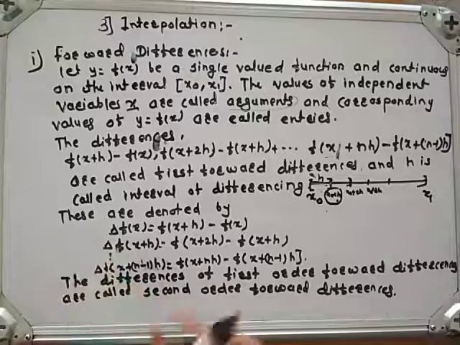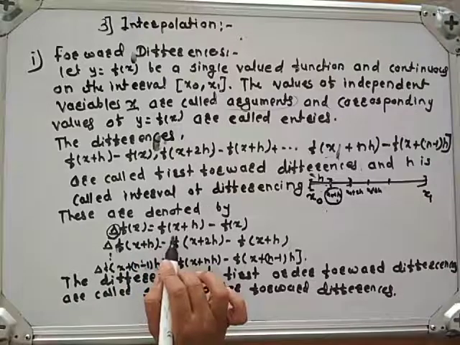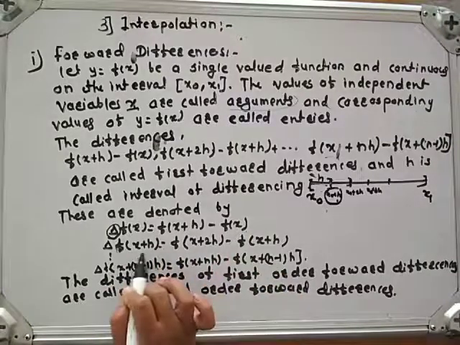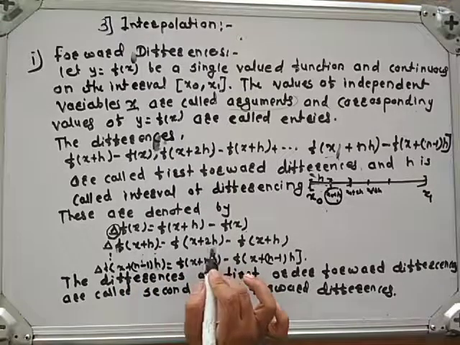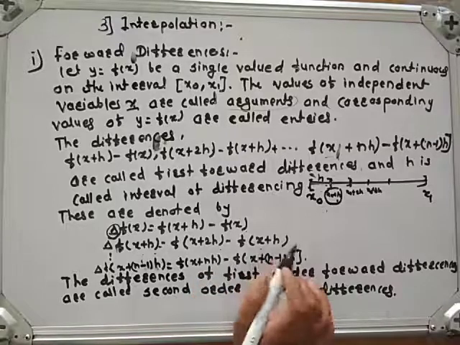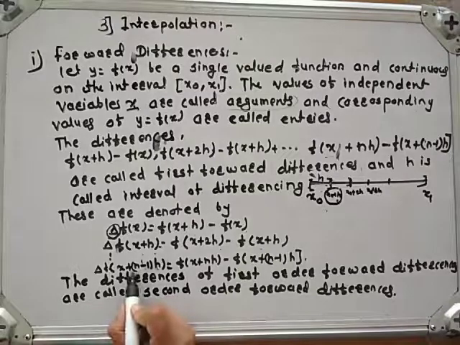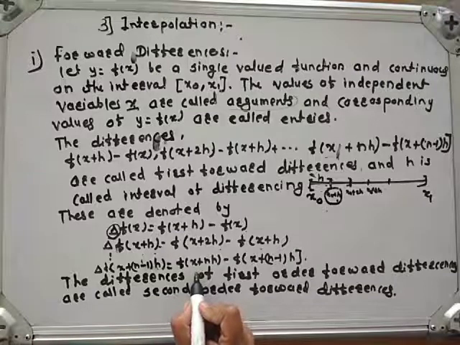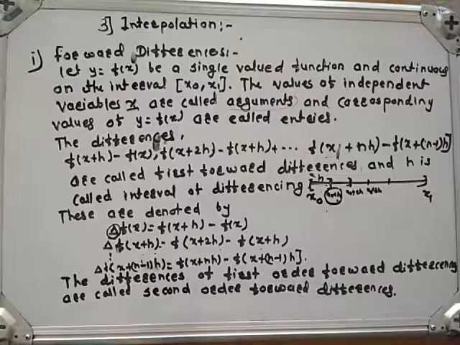These are denoted by delta f of x, which is equal to f of x plus h minus f of x. Delta f of x plus h means f of x plus 2h minus f of x plus h, and so on up to delta f of x plus n minus 1 h, which is equal to f of x plus nh minus f of x plus n minus 1 into h.